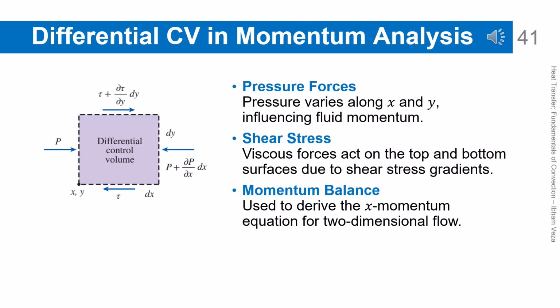Differential control volume in momentum analysis. A differential control volume is also used to derive the momentum equation in the flow direction. Pressure forces act on the faces of the control volume due to pressure variations in the x and y directions. In addition, shear forces due to viscosity act on the top and bottom surfaces. By balancing all forces and the rate of momentum change, the two-dimensional momentum equation is obtained. This equation becomes the basis for boundary layer flow analysis.